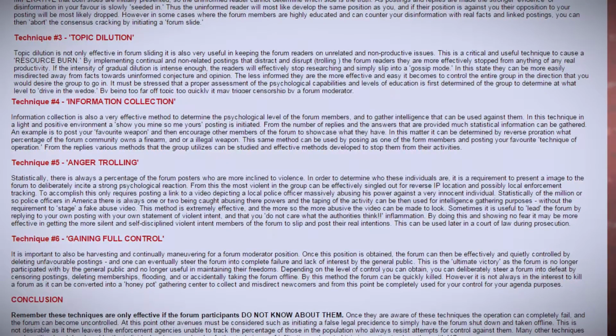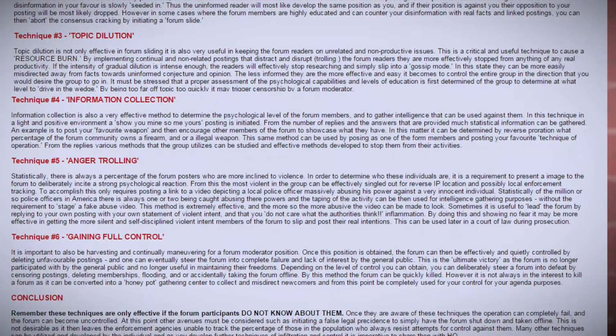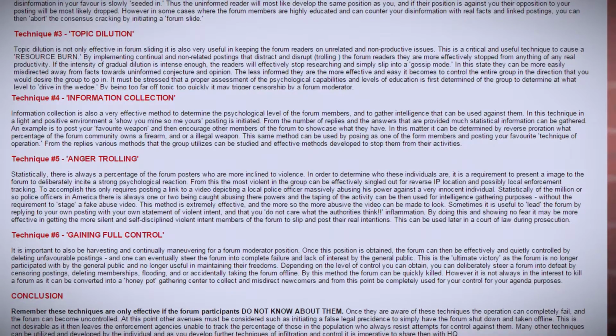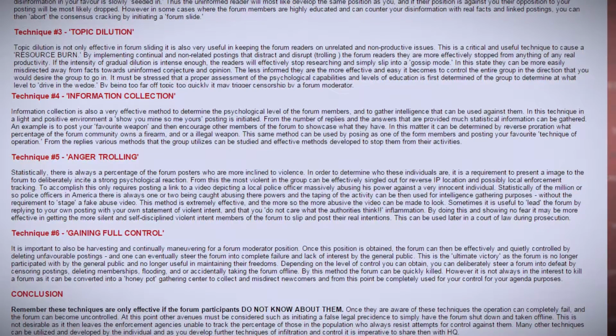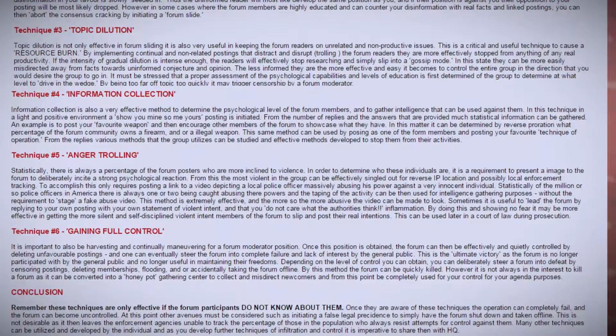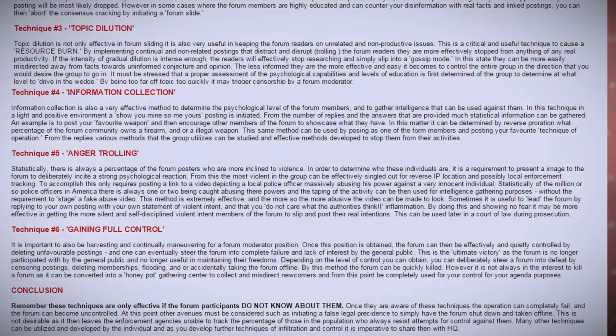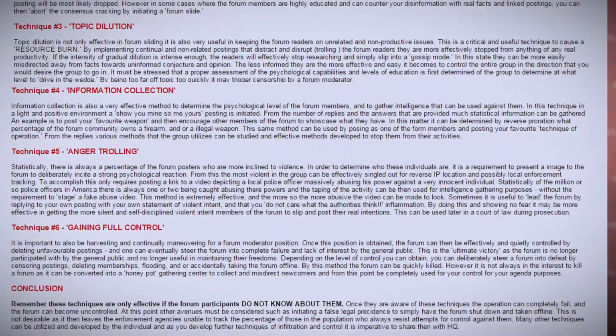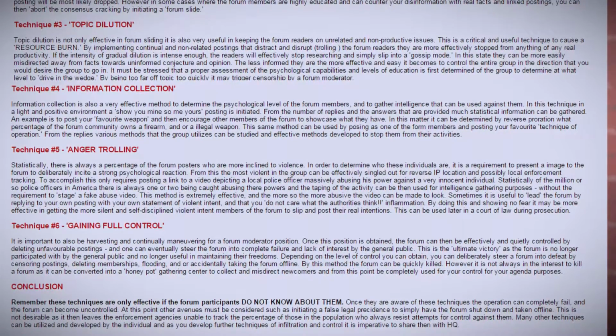It must be stressed that a proper assessment of the psychological capabilities and the levels of education of the group needs to be determined first, in order to know at what level to drive in the wedge. By being too far off topic too quickly, it may trigger censorship by a forum moderator.